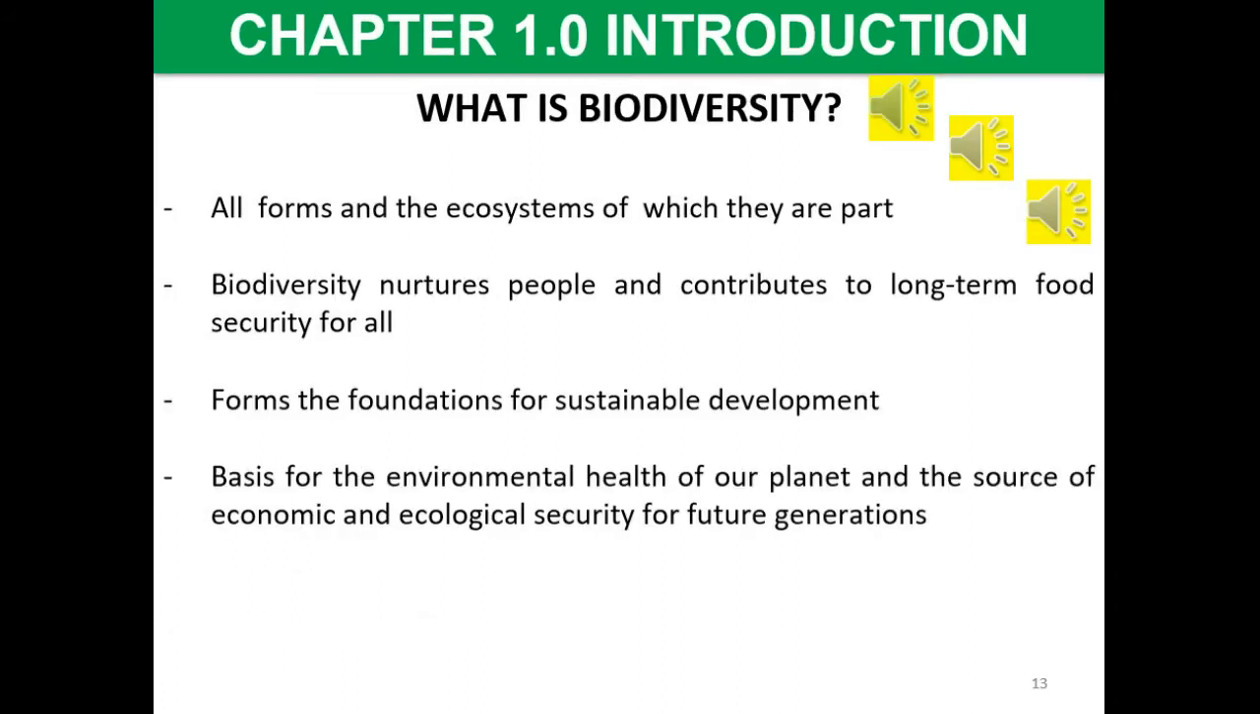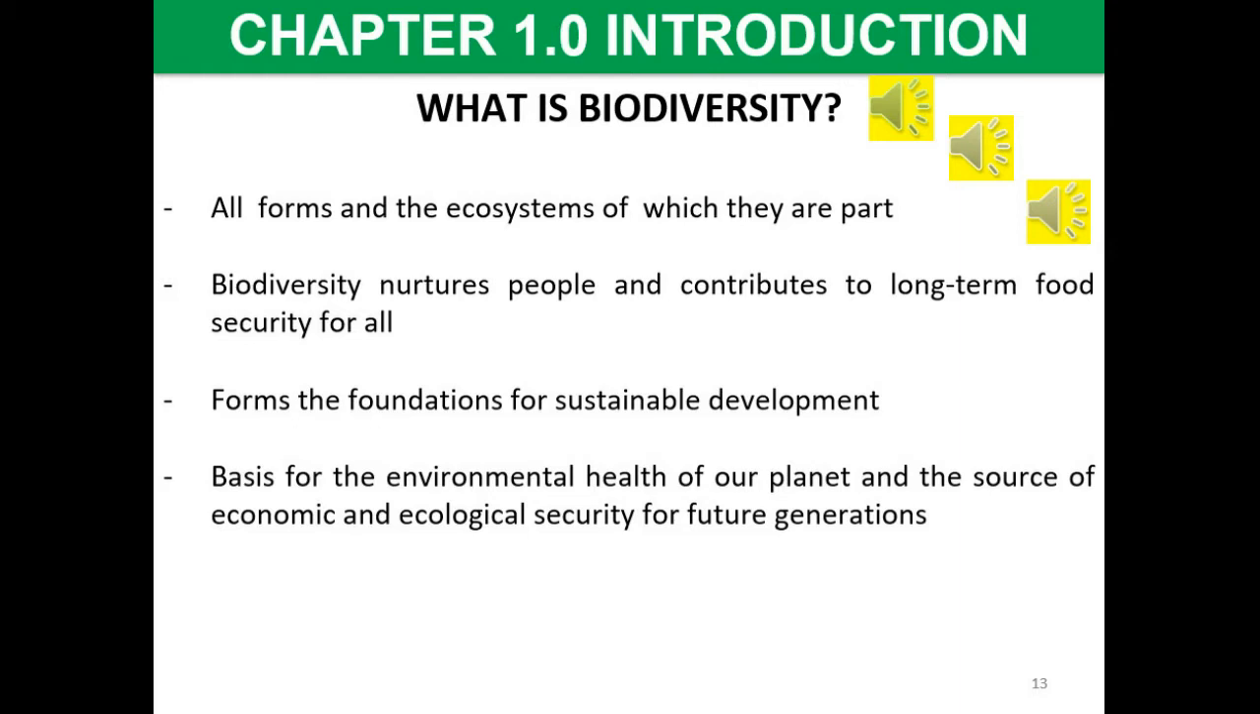So again, let's see what biodiversity is. Biodiversity includes all forms of life and the ecosystems of which they are part. Biodiversity nurtures people and contributes to long-term food security for all. The food that we eat, they are all sourced from biodiversity. The crops that we plant in agriculture, these are all biodiversity. The climate that controls the growth of these crops, these are all modified by biodiversity.